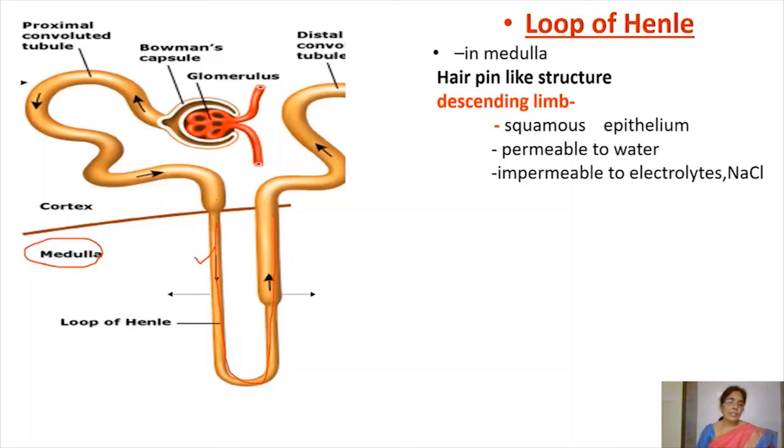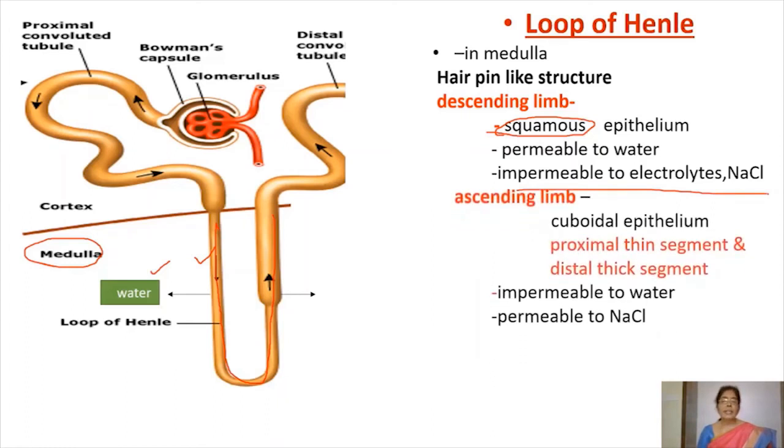So in this descending limb the filtrate liquid travels downwards, so it is given the name descending limb. This is the hairpin bend. And this descending limb is internally lined by squamous epithelium, and it is permeable to water, but it is impermeable to electrolytes, NaCl.